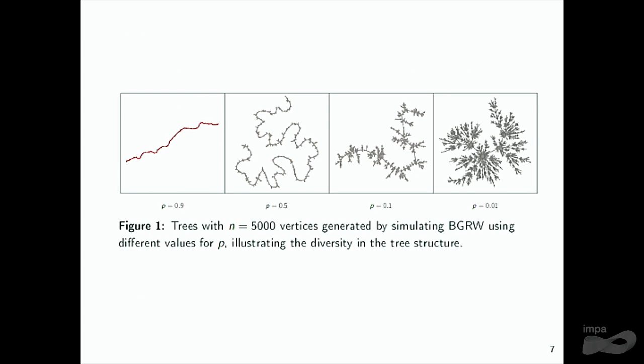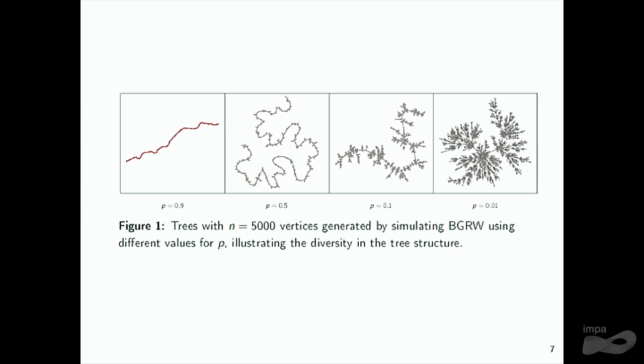Here we have four realizations of the process for different values of p. As you can see, when p is close to 1, the tree looks like a very, very long path. On the other hand, when p is close to 0, the tree has some structure. It's more robust in some sense. So of course, we should observe something like this, because recall that this p here is the probability of adding a new vertex, a new leaf to the tree.